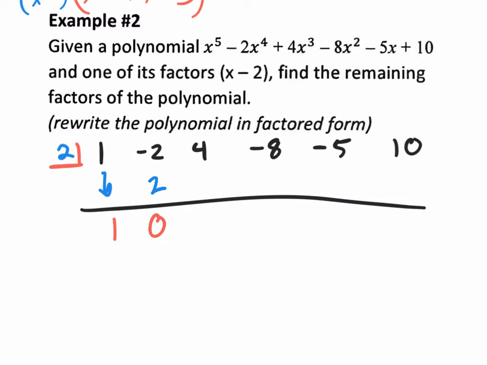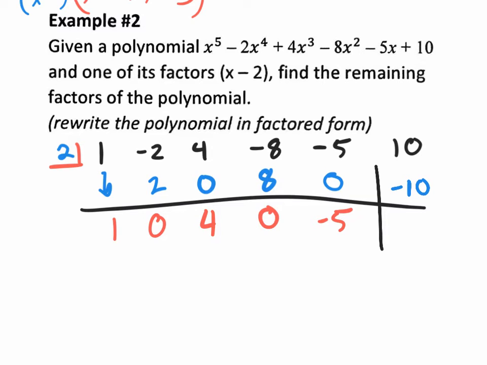As I go up, I multiply. What do I get? 0. As I go down, I combine. What do I get? 4. As I go up, I multiply. What do I get? 8. As I go down, I combine. 0. That's weird. There's a lot of zeros. I guess that'll be nice at the end. As I go up, I multiply. 0. As I go down, I combine. -5. As I go up, I multiply. -10.